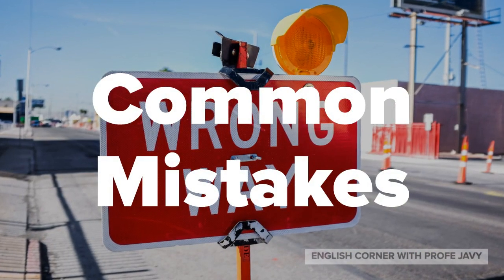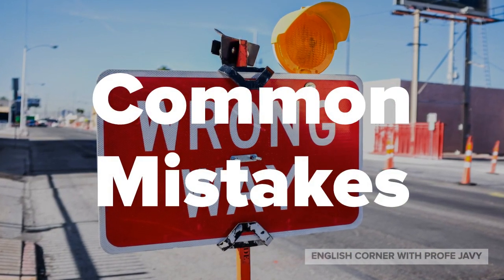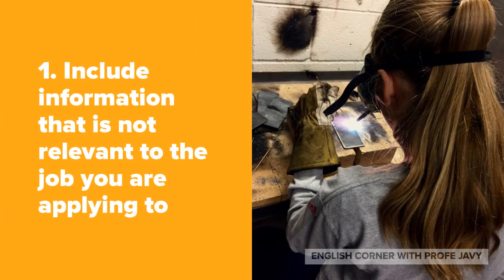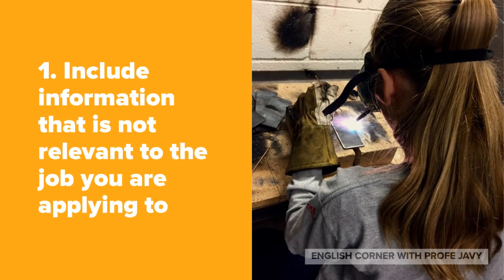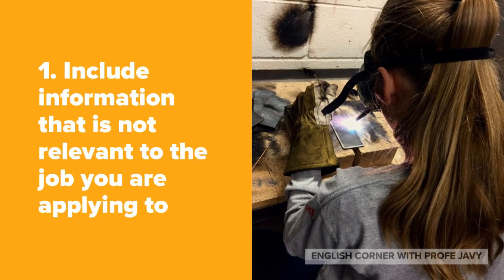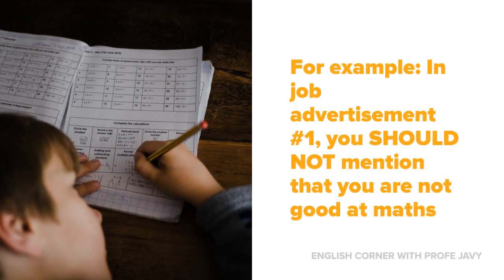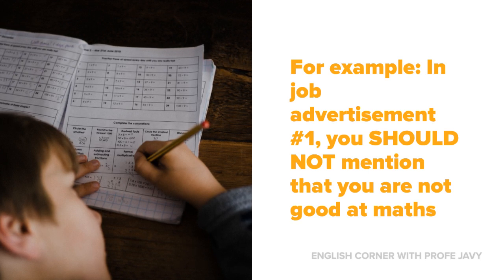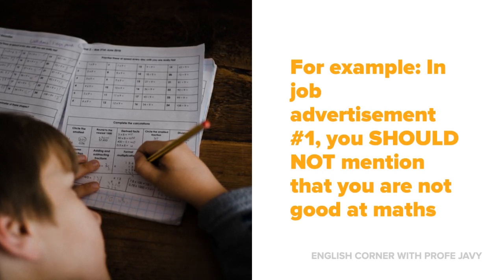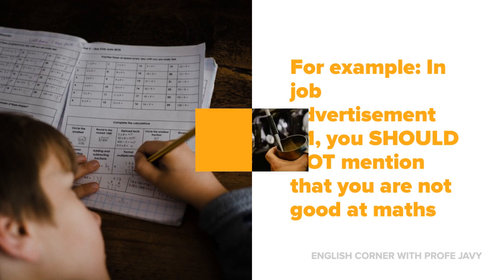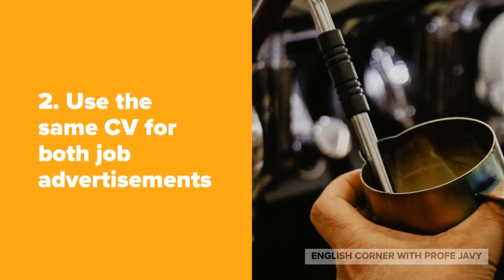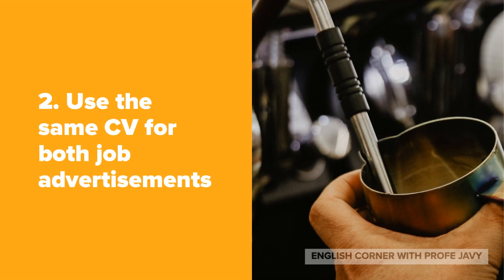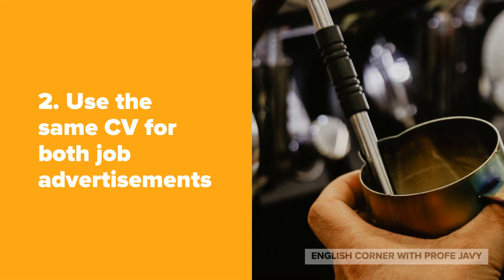It's time to see the most common mistakes when writing a CV. Number 1, include information that is not relevant to the job you're applying to. For example, in job advertisement 1, you should not mention that you're not good at math, since it's one of the abilities that is mentioned in the job advertisement. The second most common mistake is to use the same CV for both job advertisements. Remember that the CV must be specific for each job advertisement.